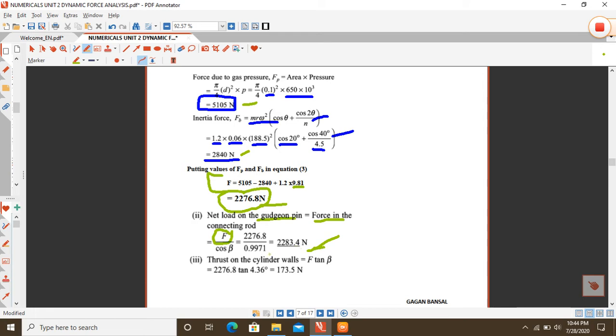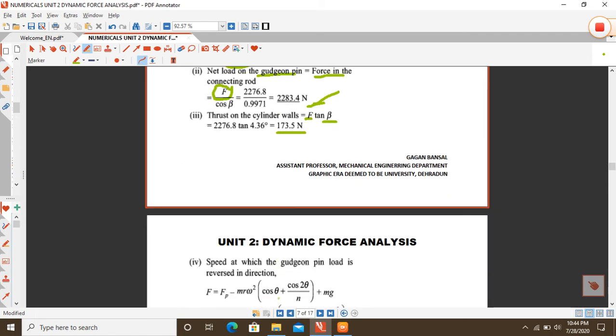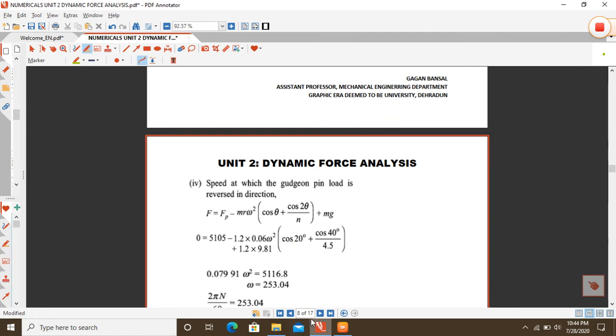2238.4 Newton. Third is thrust on cylinder walls, that is equal to F tan beta. Now F is known to us, beta is known to us. Directly putting the values, it comes out to be 173.5 Newton. Very effective.